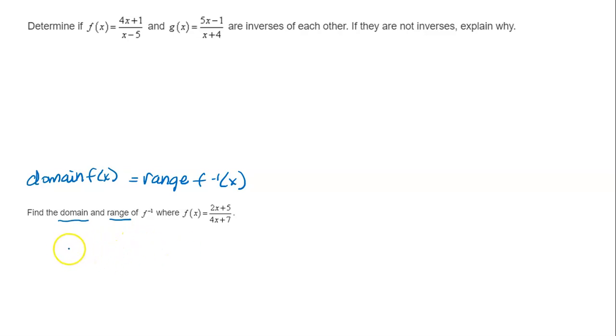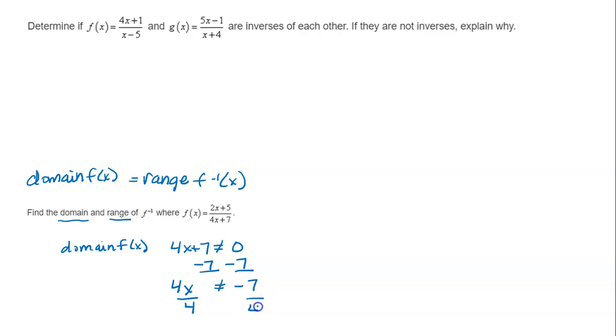So I know that 4x plus 7 can't be equal to 0. So I get that x can't be negative 7 over 4. So my domain is going to be negative infinity to negative 7 over 4, union negative 7 over 4 to positive infinity, which will be my range.